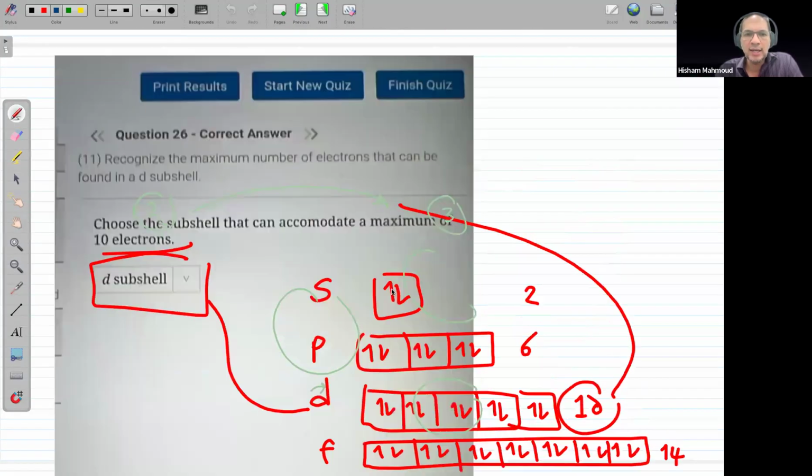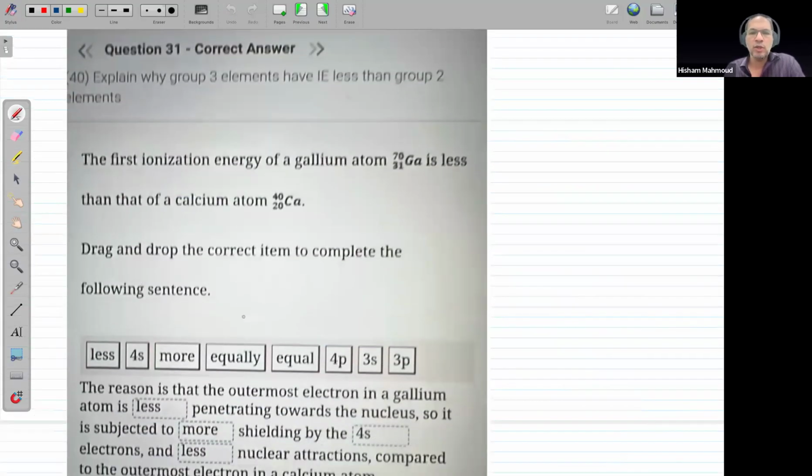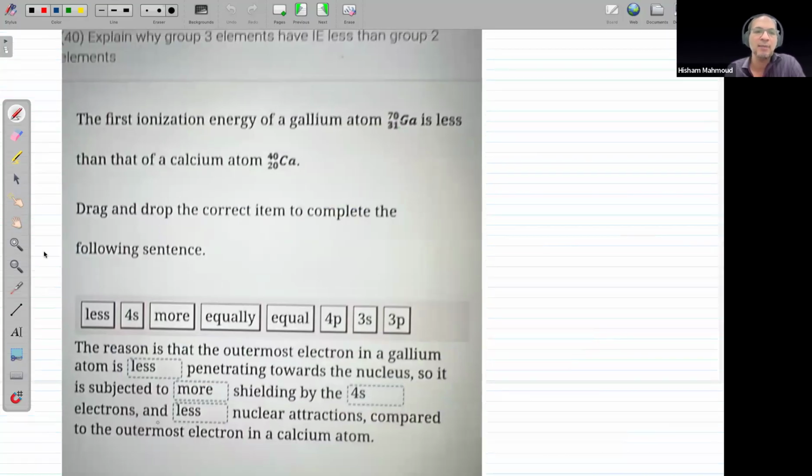Okay, and what is the reason behind that? As per the explanation of the question, the reason is that the outermost electron in gallium is less penetrating towards the nucleus, so it's subjected to more shielding by the 4s electron and less nuclear charge compared to the outermost electron in a calcium atom.